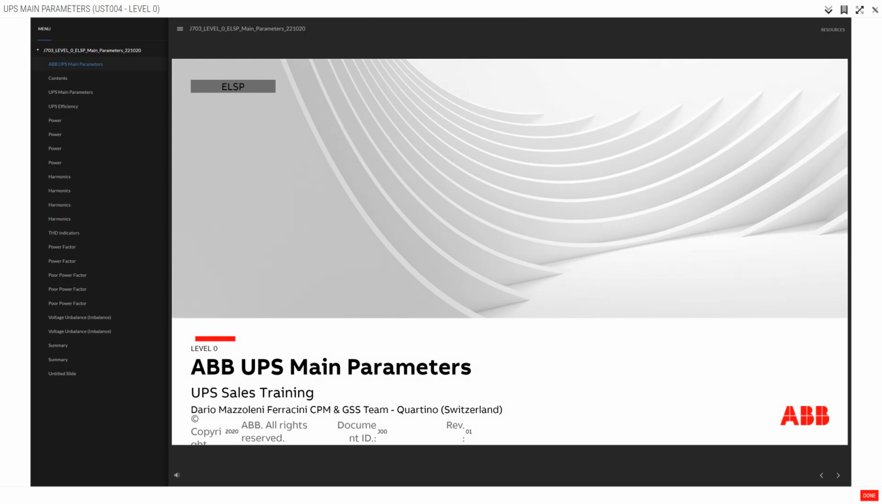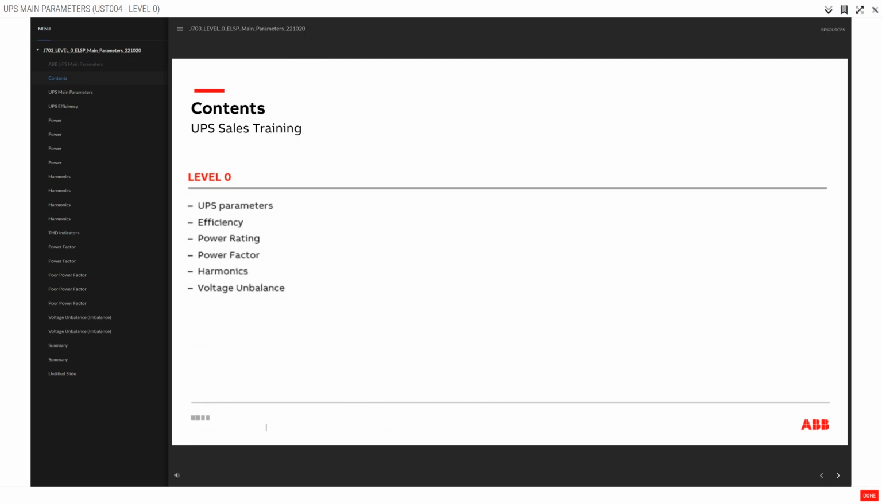Level 0. UPS Main Parameters. Training Content. UPS Parameters. Efficiency. Power Rating. Power Factor. Harmonics. Voltage Unbalance.